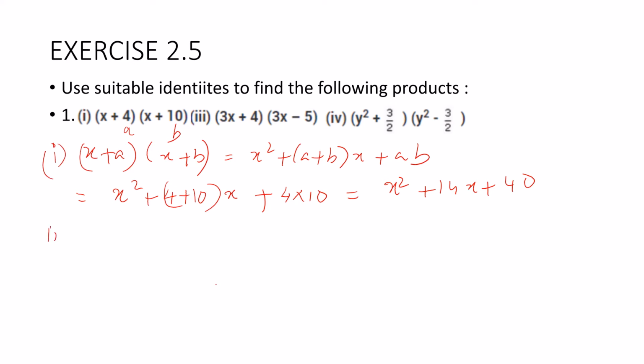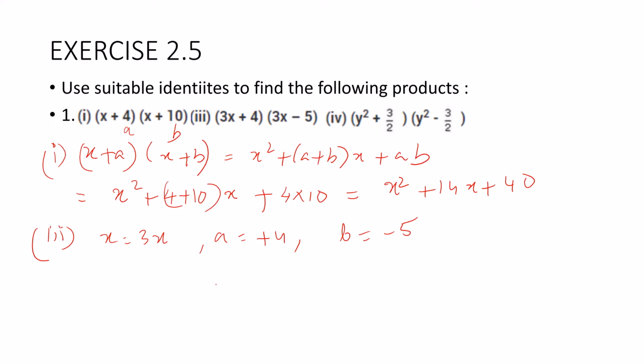Now the next question, (3x plus 4) into (3x minus 5). So here you can see that the first terms in both the brackets are the same and the second terms are different. And look, the signs are also different. So here also we can make use of the same identity, because in place of x you have 3x, then in place of a you have plus 4, and in place of b you have minus 5.